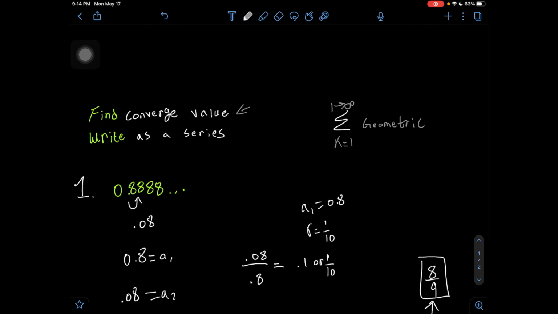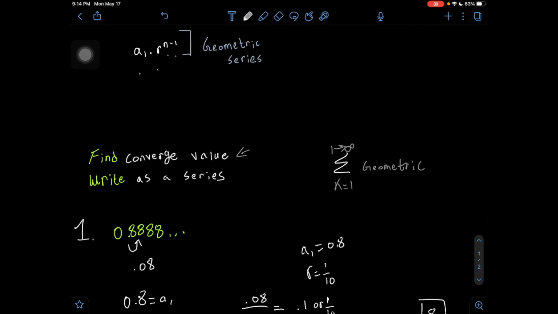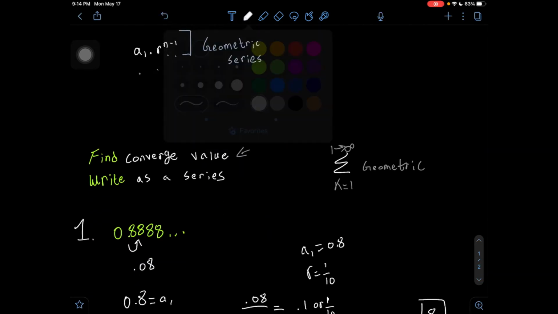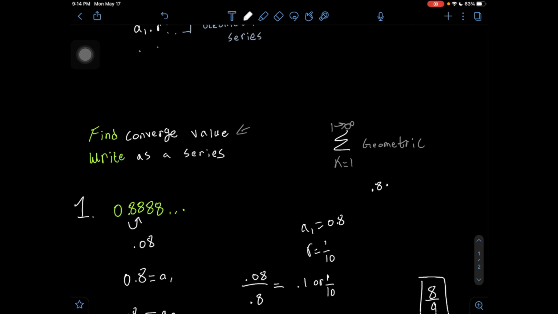Our geometric equation was in our base equations, and was just a1 times r to the power of n minus 1. We said our a1 value was 0.8 times r, so 1/10 to the power of n minus 1. Here, we're going to be using k instead of n. You can use k, or any type of variable you want. Just make sure you're consistent. So now we have k minus 1, and we have sigma with k equals 1 to infinity. And this is how you'd represent our decimals as a series.